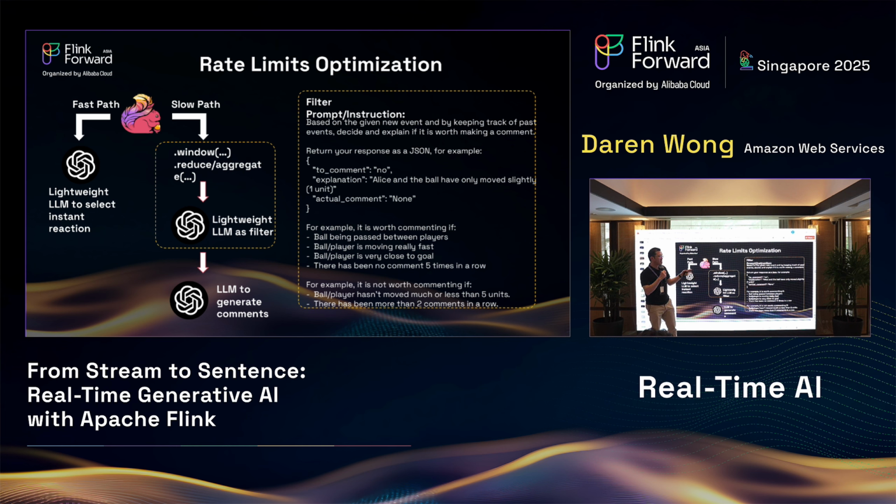If there have been no comments for 5 events in a row, then it's a bit quiet and we ask it to make a comment. If there have been too many comments in a row, we probably want it to cool down or slow down a bit, so we ask it that maybe it's not worth commenting in a situation like this. So this is how we can implement a filter, and hopefully this helps reduce the rate at which we are calling the LLM.